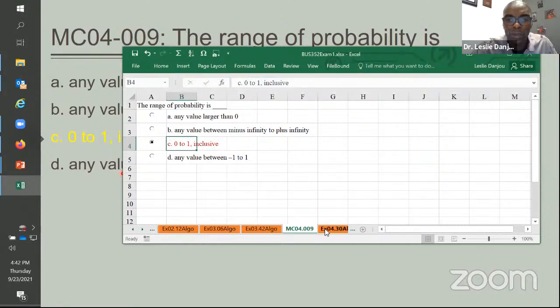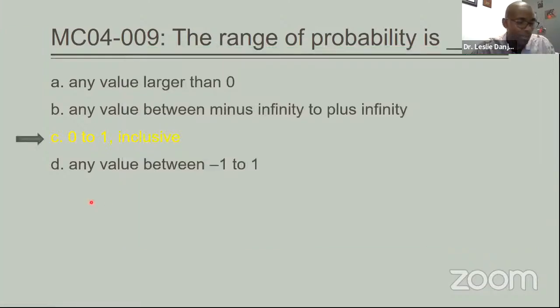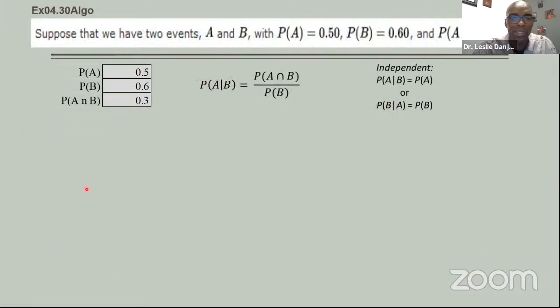All right, let's go to 4.30, please. We're almost done. You guys are doing great. Probabilities. Don't pass out when you see these probabilities. You got this. Don't forget, A and B is where they intersect.